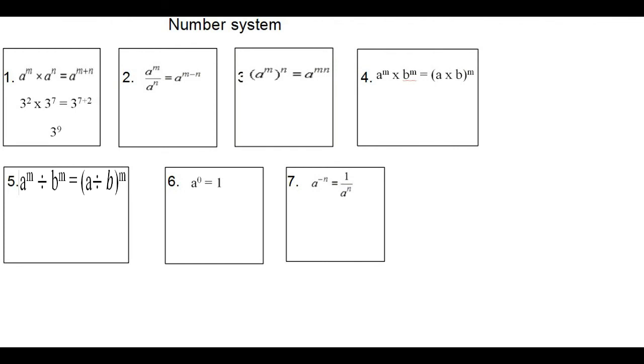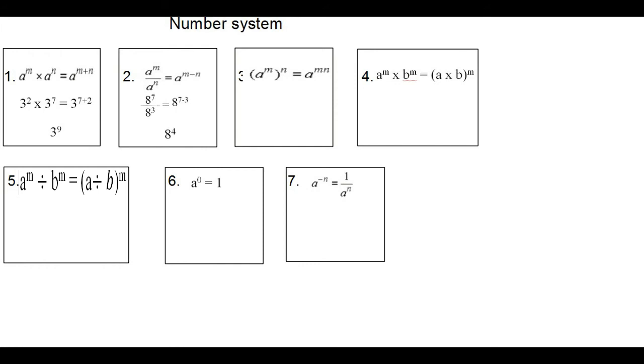The next one here is a power m divided by a power n equals a power m minus n. So whenever the bases are equal and in division form, the powers can be subtracted. For example, 8 power 7 divided by 8 power 3 can be taken as 8 power 7 minus 3, which is equal to 8 power 4.